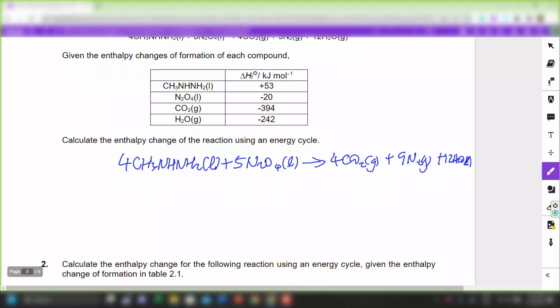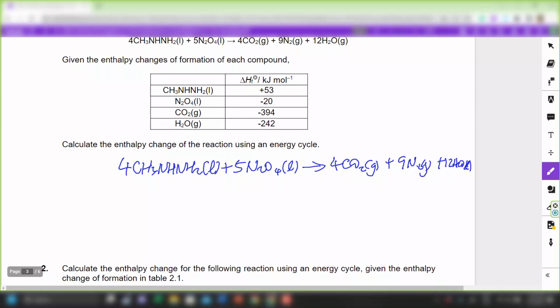Because we are given the enthalpy change of formation of each of the compounds, I'm just going to write in red. We're given this, we're given CO2, we're given H2O. You notice that nitrogen is not given. Why is that the case? Well, if you look at the fundamental definition for the enthalpy change of formation, it is the enthalpy change when 1 mole of the said substance is formed from its constituent elements.